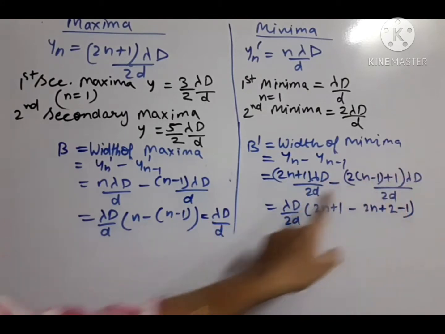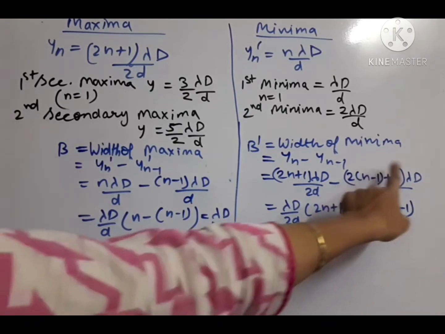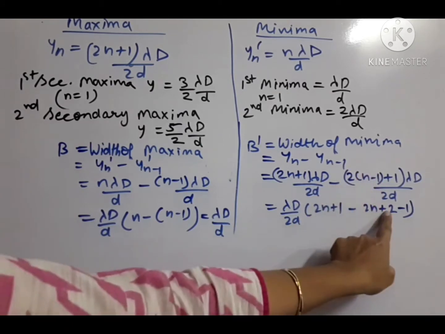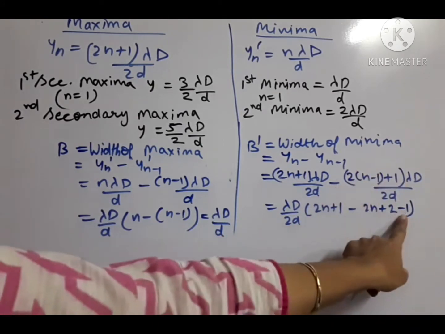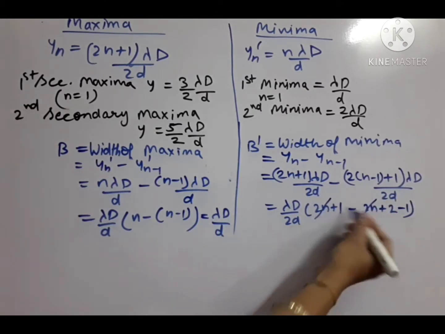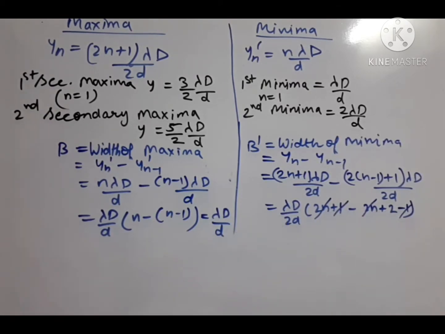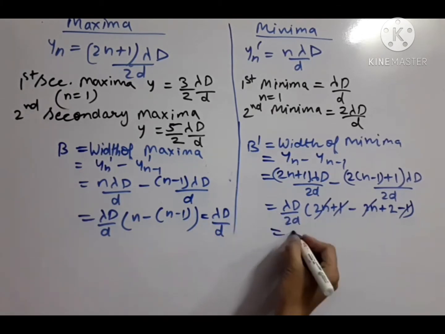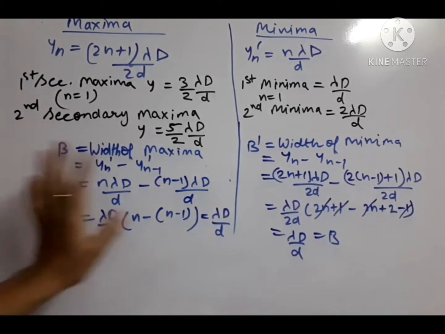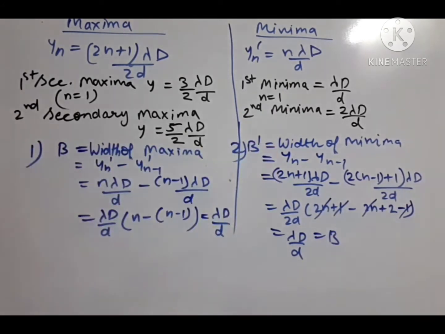Now lambda D by 2d is taken common. So 2n plus 1 minus this all box. So 2n minus 2 is inside, so it will become plus 2, and plus 1 is inside, it will become minus 1. You can see what things are cancelling here. 2n is cancelling, positive negative, and 1 is also cancelling. So 2 by 2 will also get cancelled. We will get the formula lambda D by d only. That means here beta and beta dash are the same. So width of maxima and width of minima are same. This way we have calculated the two widths.